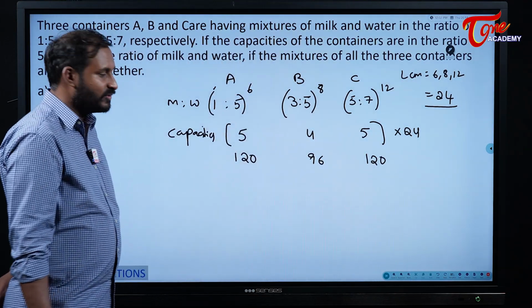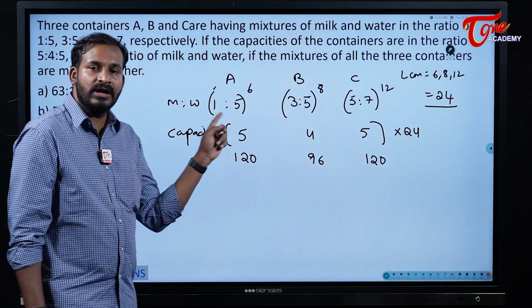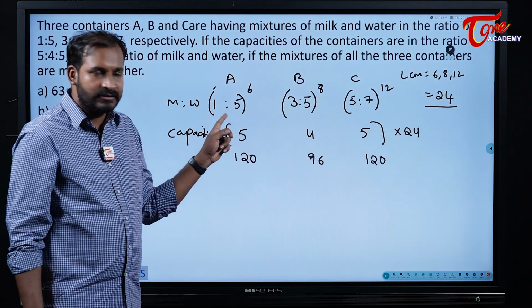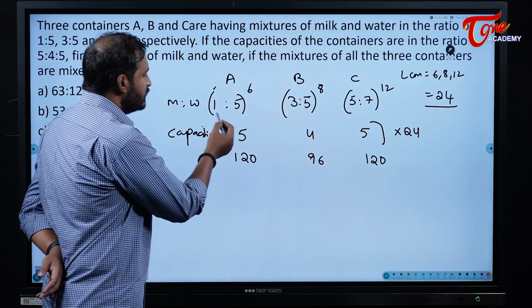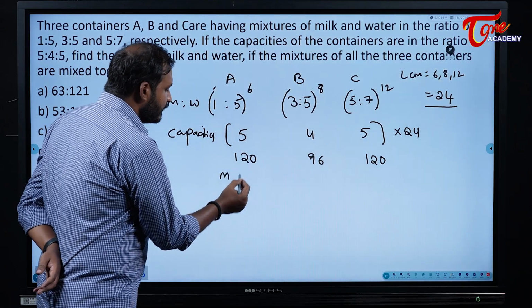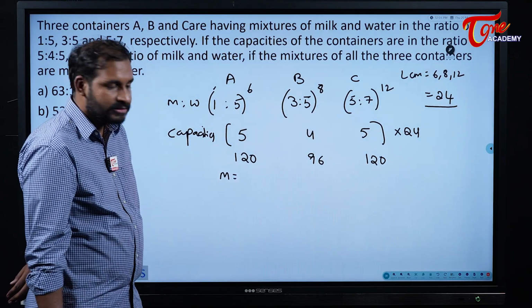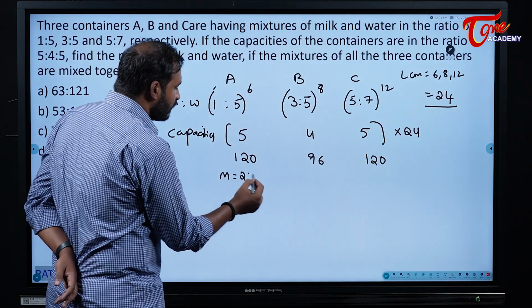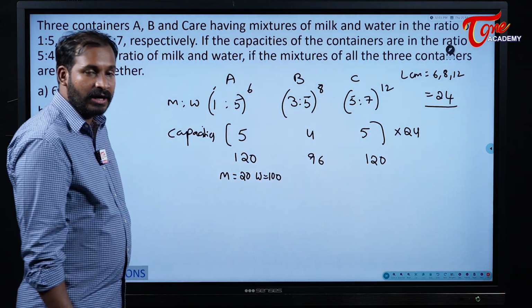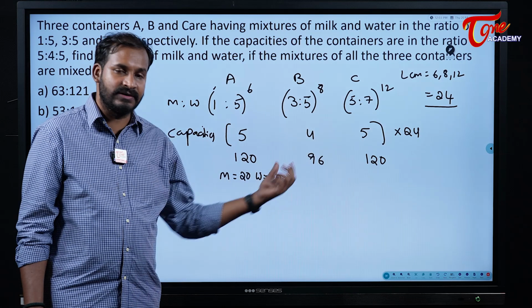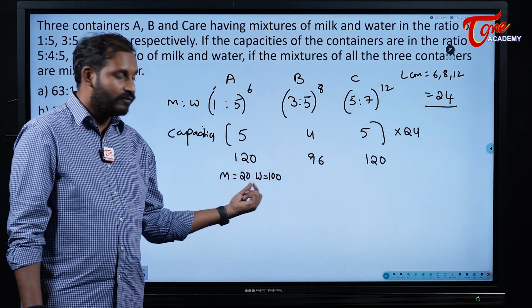Now please see here, students. In 120, milk and water are in what ratio? 1:5 ratio, right? So easily I can solve it. Now 1:5 means milk becomes how much in 120? Milk becomes 20, and water becomes 100. Quantities are 120, 96 and 120. So milk and water will be 20 and 100.